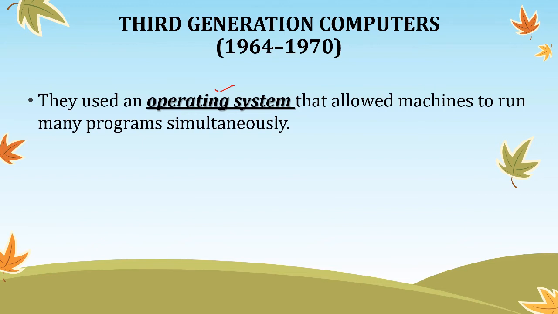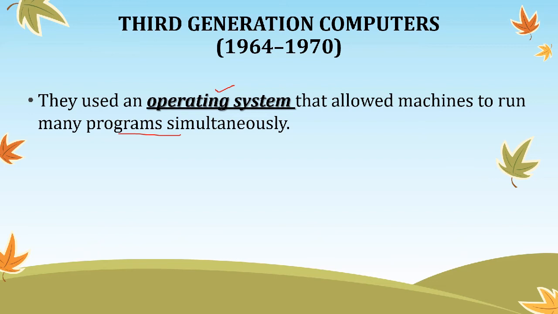Without an operating system, a mobile is useless. Similarly, in a computer also we have operating systems. An example is Windows. Have you heard? Windows 10, Windows 8, Windows 7. These are the names of operating systems. Without an operating system, a computer will be useless. You cannot use any programs. So the operating system is the main control of a computer. They use operating systems that allowed machines to run many programs simultaneously. At a time you can play games or play music, etc.